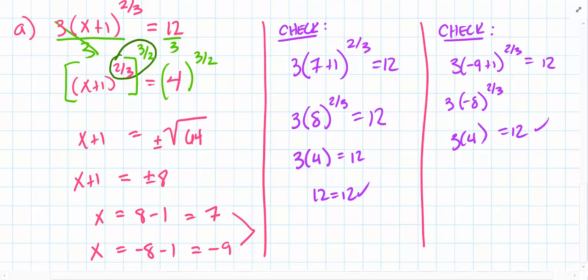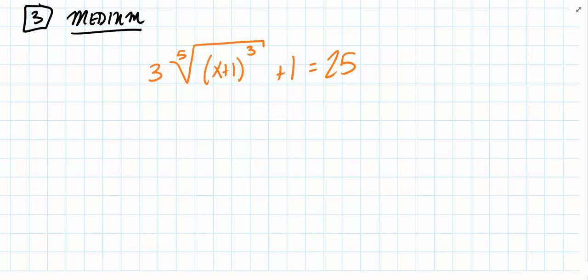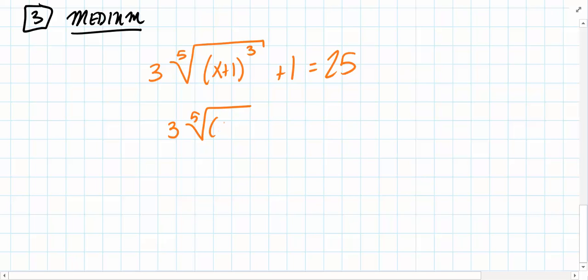Okay, another medium example for the third box here. We want the 3 times this. So first of all, what should our first move be to get this in a better form for us to work on? Subtract 1 divided by 3. Good. So that's going to give me the 3 times the 5th root of x plus 1 to the 3rd is now equal to 24.